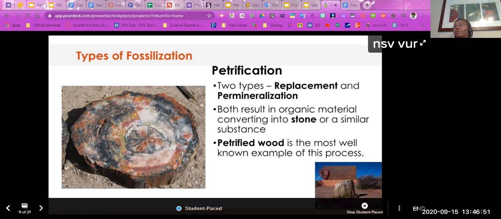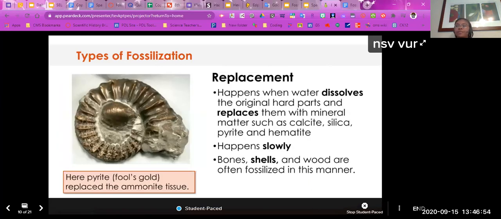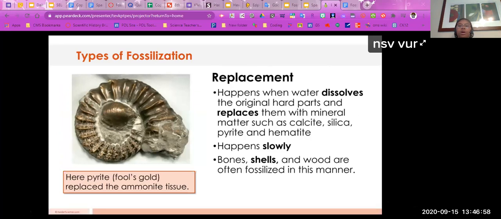We're also going to talk about replacement. Replacement is what happens when water dissolves the original hard parts and replaces them with other mineral matter. A lot of times this happens with calcite, silica, and pyrite, which are the big ones. Pyrite is also known as fool's gold. People would dig it up and think, oh, I struck gold, but it really isn't. It has a much higher iron content than regular gold does, and it's made more of mineral content.